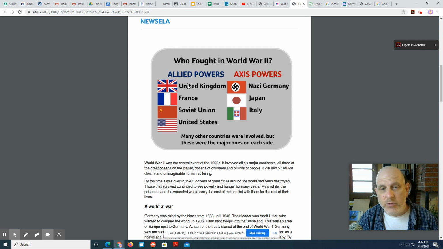On the Allied powers was the United Kingdom, Britain, France, the Soviet Union, which now we call Russia, and the United States. The Axis powers were Germany, Nazi Germany, the group who was running Germany, Japan, and Italy. Okay, these were the two main groups fighting each other. However, all of these countries were very involved in countries all over the rest of the world. So the fighting was happening everywhere.